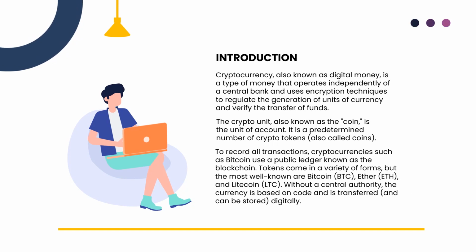To record all transactions, cryptocurrencies such as Bitcoin use a public ledger known as the blockchain. Tokens come in a variety of forms, but the most well-known are Bitcoin, BTC, Ether, ETH, and Litecoin, LTC. Without a central authority, the currency is based on code and can be transferred and stored digitally.